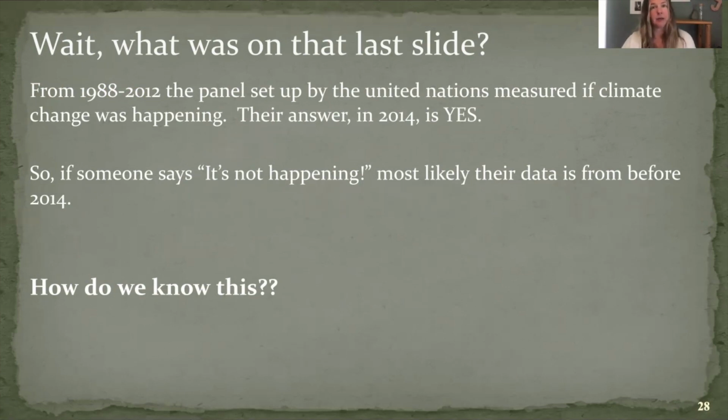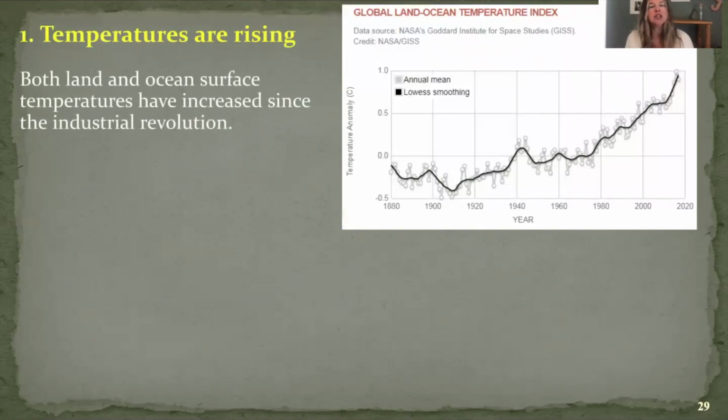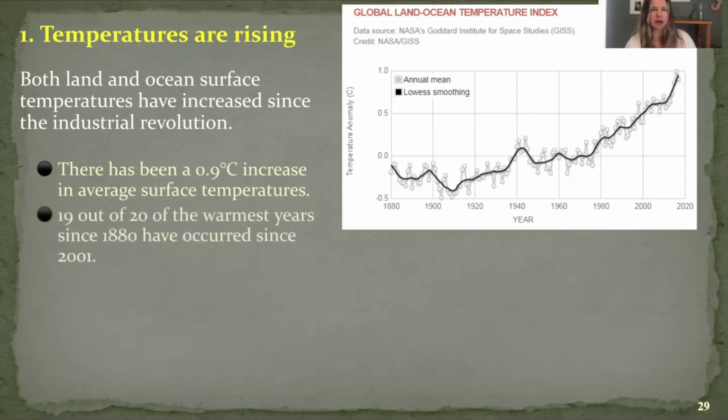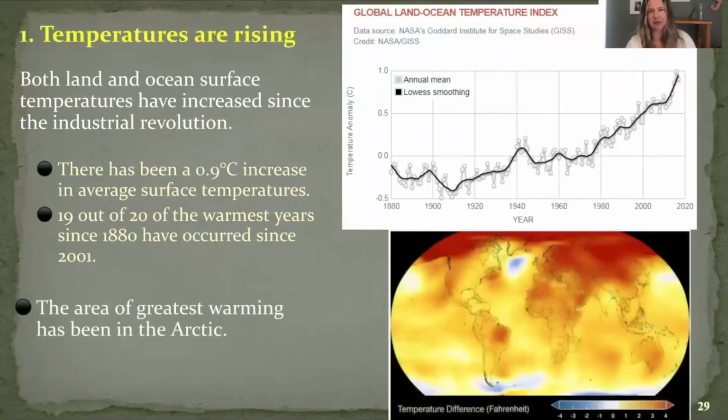So how do we know this? Well, there's lots of things that supported them making this statement. The temperatures are rising. That makes sense. They've been taking the land and ocean surface temperatures. They've increased since the Industrial Revolution. There has been a 0.9 degrees Celsius increase. I think that's actually more since this was originally created. 19 out of 20 of the warmest years since 1980 have occurred since 2001. The area of greatest warming has been in the Arctic. So there's my picture.